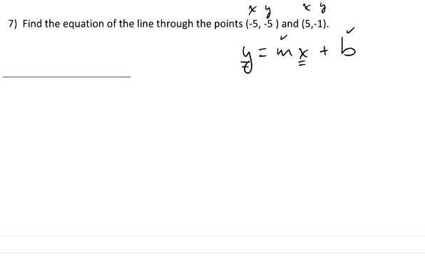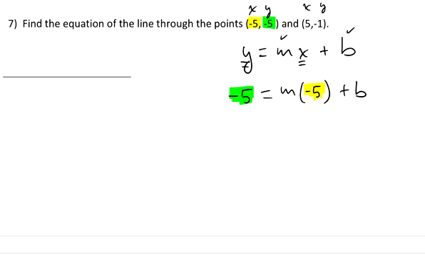But let's try this. So I'm going to begin by writing the equation -5 equals m times -5 and then plus b. Now maybe you can see this. I've got here an x value, and I plugged it in here, and I also have this particular y value, and I plugged it in here.